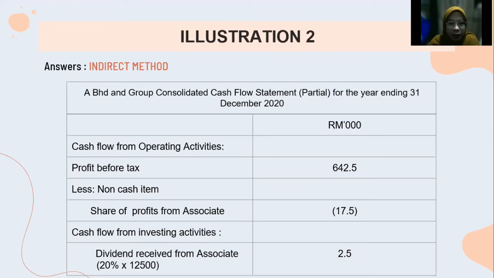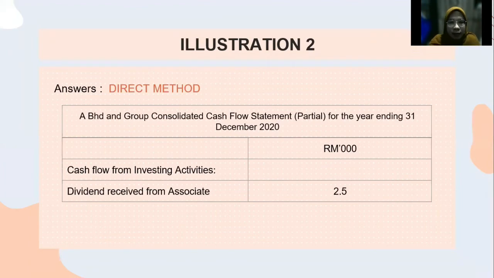Then we need to identify the cash flow from investing activities, which is dividend received from associates. Because A Berhad holds 20% of C Berhad, we need to multiply 20% with the dividends of 12,500, and we get 2.5 thousand. For the direct method, it's just a simple method because in the operating cash flow, we do not need to start with the profit before tax. So for this case, we can go directly to the investing activities, where we get dividend received from associates, 2.5.